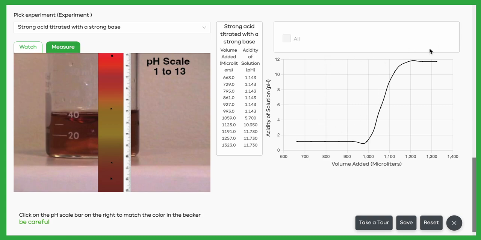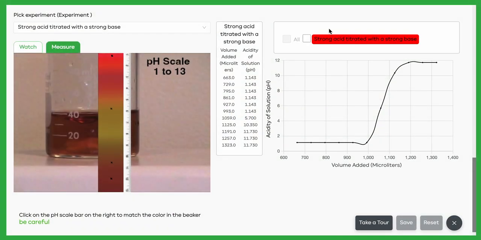So this is a strong acid, strong base curve. We can now save that into our chart at the top here. If you don't like your points, you can always reset them.